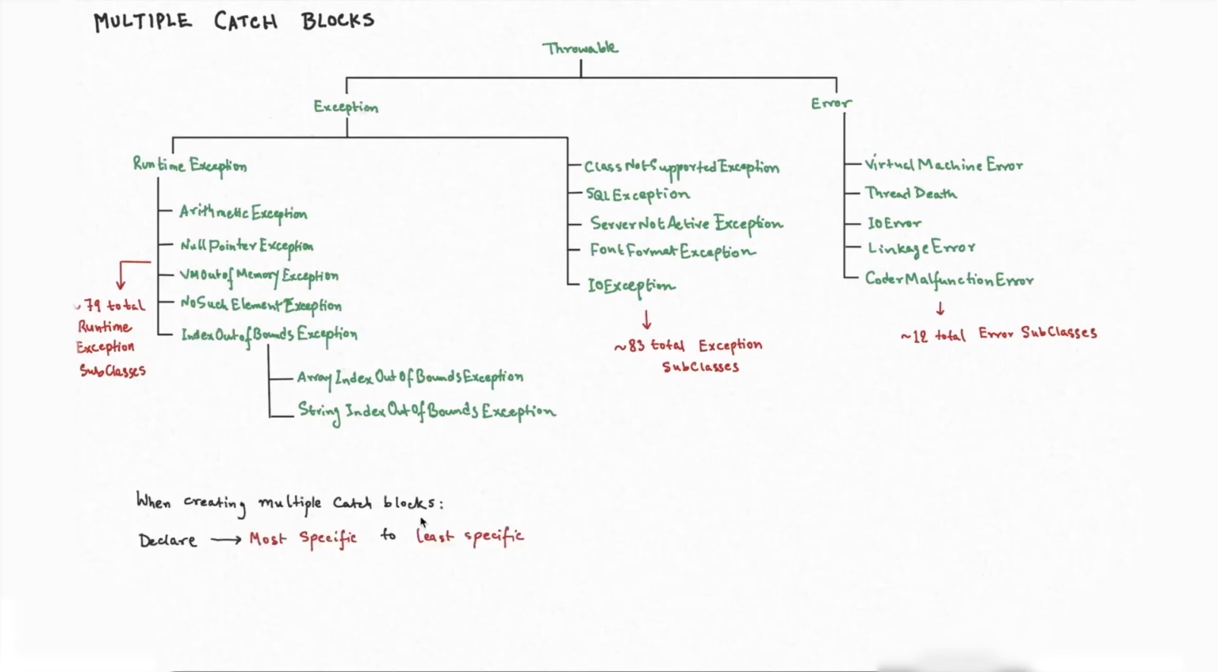When we're creating multiple catch blocks, we want to declare the most specific catch block first and the less specific catch blocks later. And this is exactly the example that we saw in the code right now. Exception is the least specific because it is very general and it includes everything under here and here. So if we catch exception, then we are being very general. We're not being very specific. But if we catch arithmetic exception, we are being very specific about what type of exception we're catching. We want to declare the most specific exceptions first if we are using multiple catch blocks.